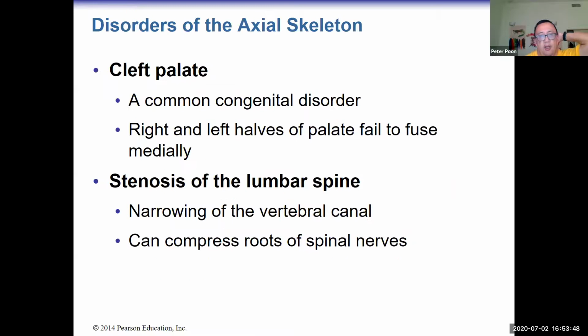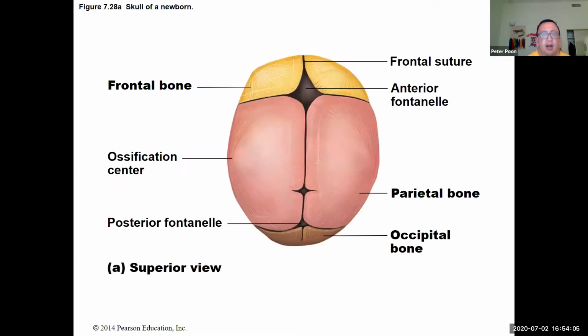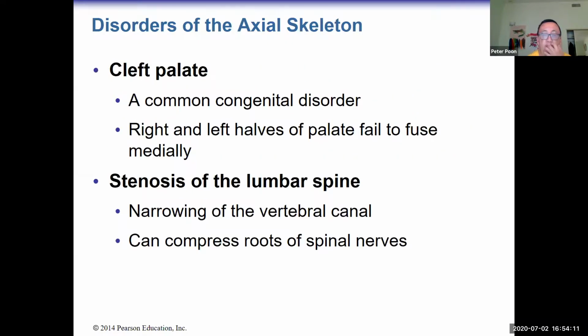So let's go through the disorders of the exoskeleton. I have a couple of these. The cleft palate is a common congenital disorder, and I'm sure you can find a picture of someone with a cleft palate. It's easily fixable with surgery. Stenosis of the lumbar spine: as we get older, the vertebral canal narrows a little bit, and that can lead to compression of the spinal nerves, and that can lead to something called sciatica.